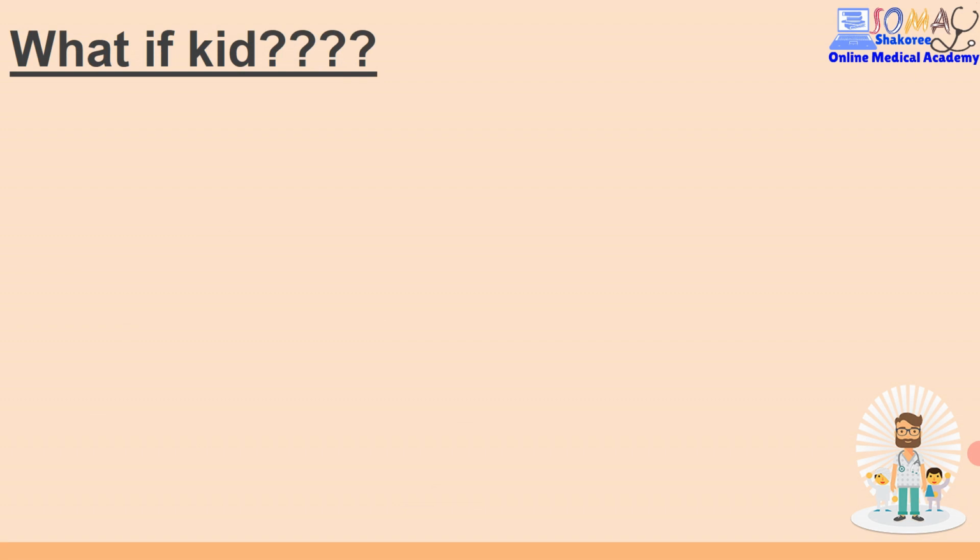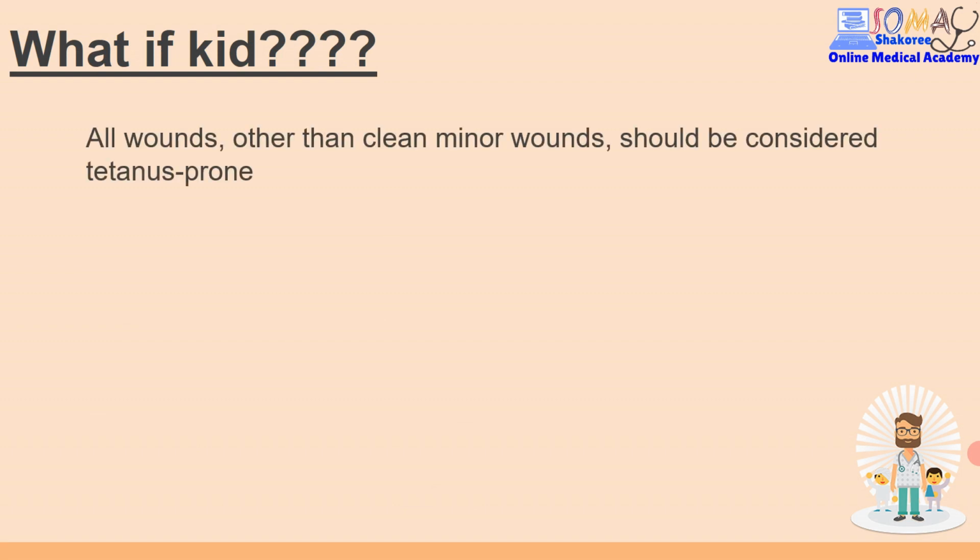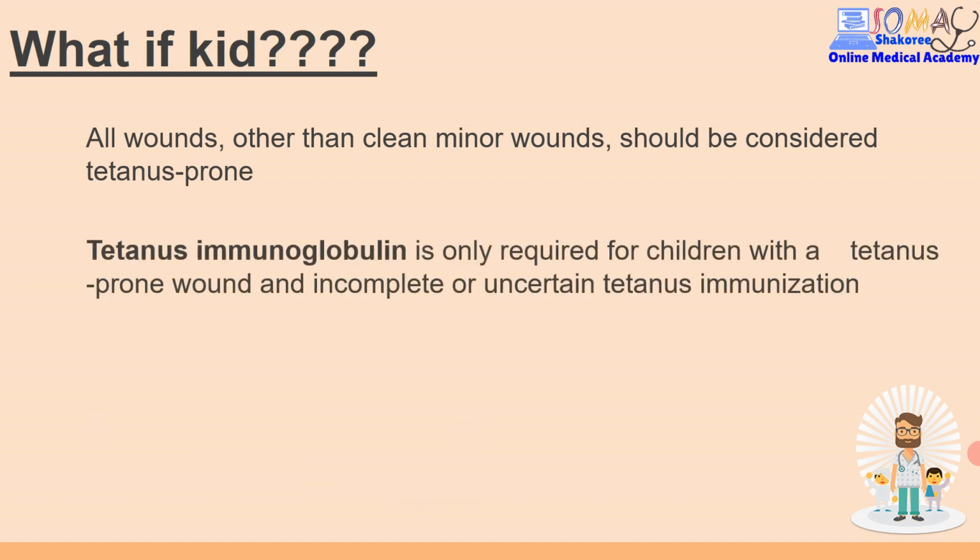What about kids? All of us are non-immunized against tetanus. What about the kids who are receiving the DTP vaccine nowadays? What about them? We will speak about the kids less than 10 years. Above 10 years, we will deal with them as adults. For less than 10 years, all wounds other than clean minor wounds should be considered tetanus prone, and they will receive tetanus immunoglobulin only, no need for tetanus toxoid.